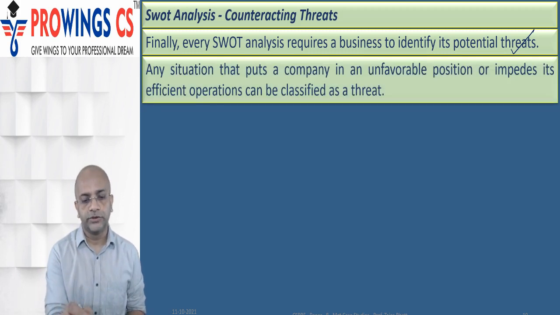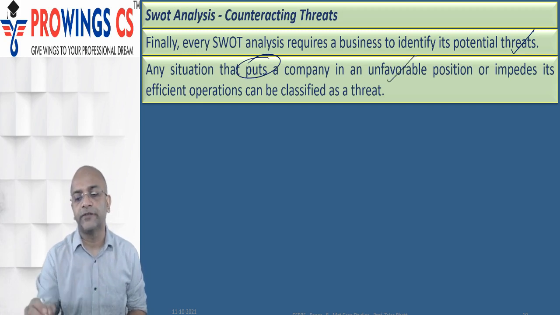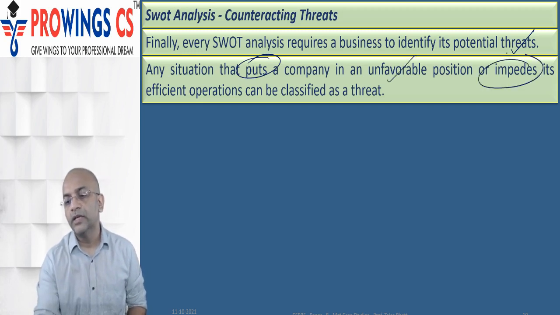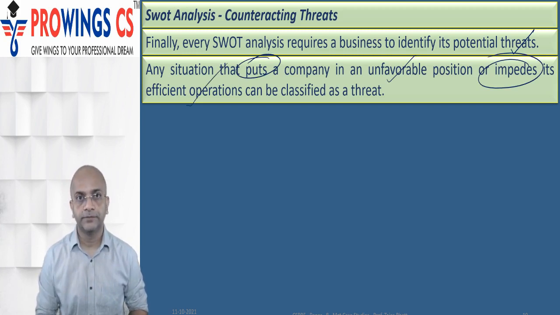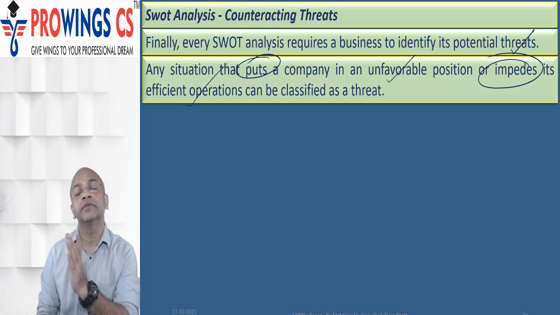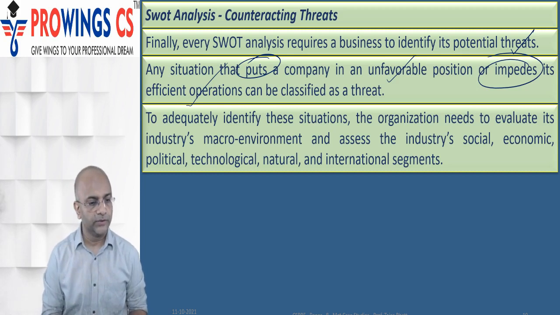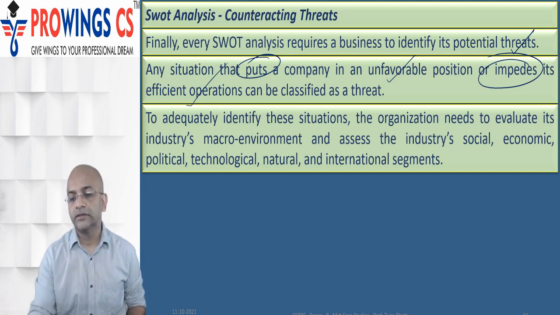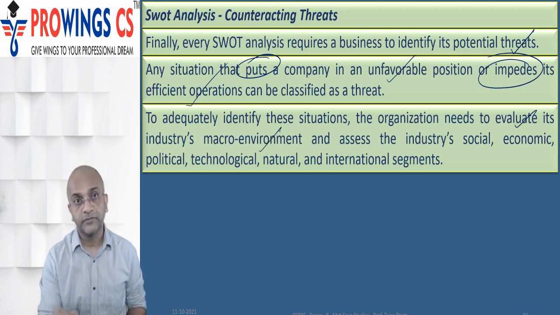So, any situation that puts a company in an unfavorable position or impedes its efficient operation can be classified as a threat. Can be classified as what? Anything which is unpleasant, anything which can create problems in the future. That is a threat. To adequately identify this situation, the organization needs to evaluate its industry's macro environment.